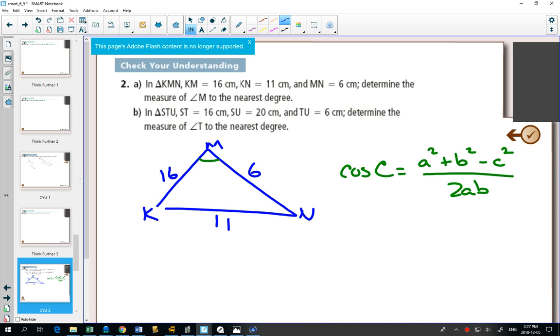But in our question, we don't have a's, b's, and c's, so how do we do it? Again, the key component to this formula is recognizing that angles go with opposite sides. The angle that we want to find, we put where the C is, and the opposite side goes there. The rest really doesn't matter because a squared plus b squared is the same as b squared plus a squared, and a times b is the same as b times a.